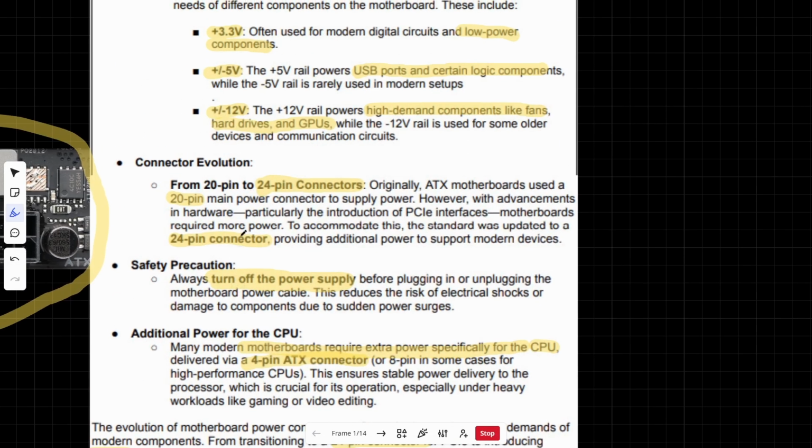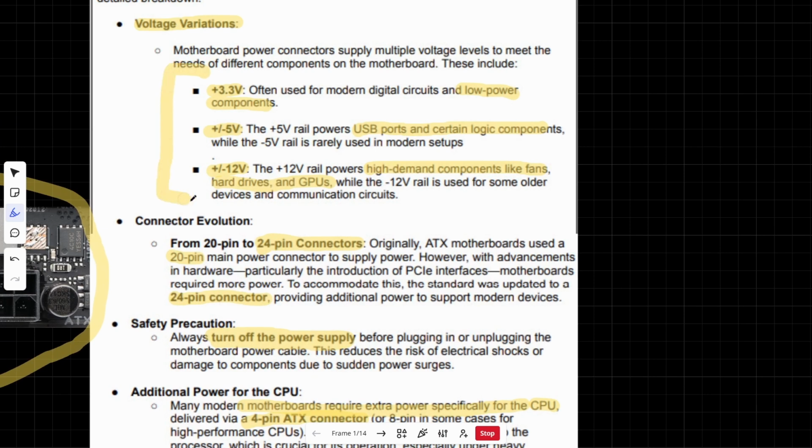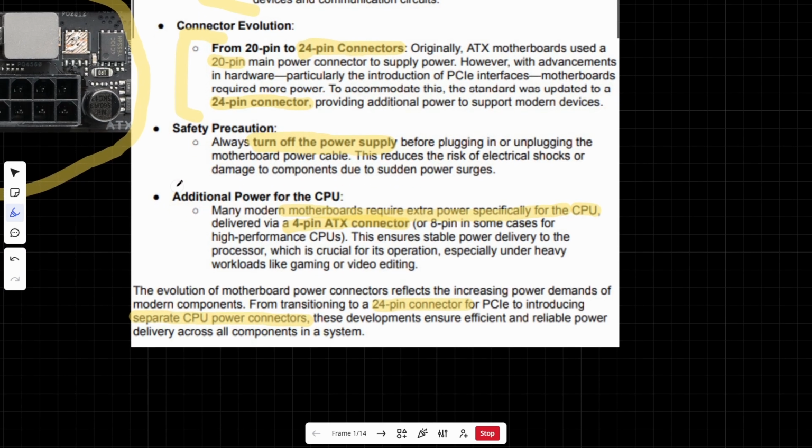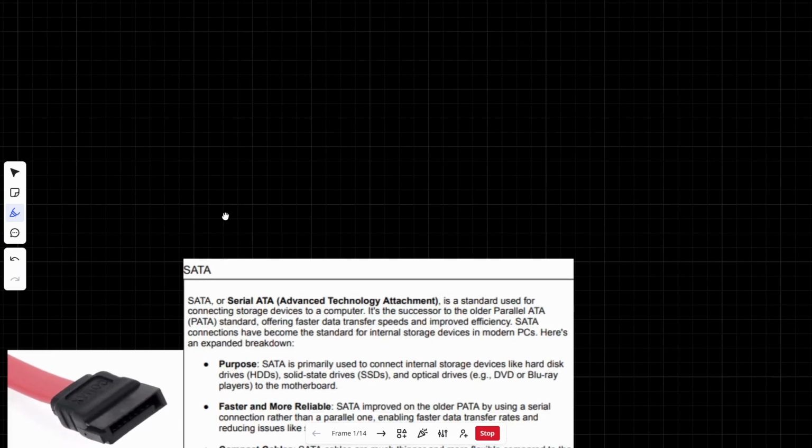But just again for this, guys, you'll need to be able to say, these are the 3 voltages that do commonly take place within a motherboard. The power connector has gone from 20 to 24 pin. It is a 24 pin connector. And you also have that additional 4-pin CPU power connector as well. But that's really what you need to know.